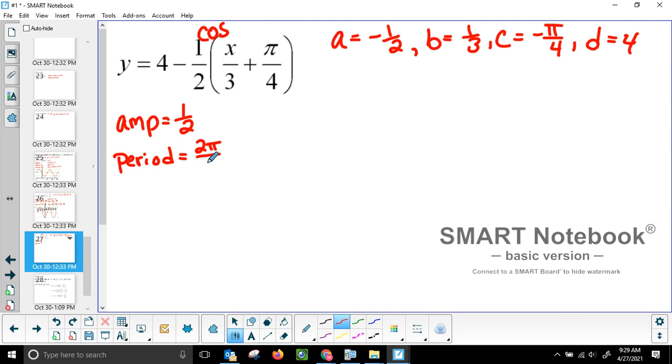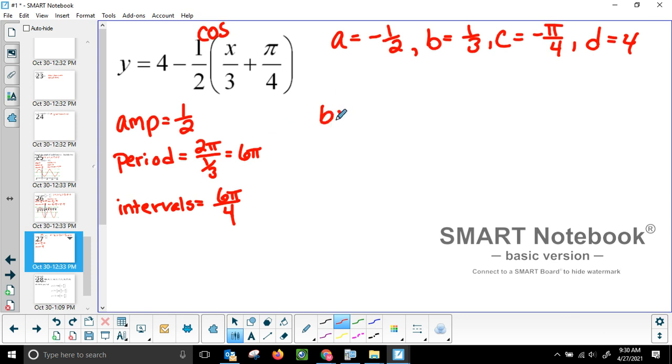So 2 pi over 1/3. Dividing by 1/3 is the same as multiplying by 3. So 6 pi. All right, intervals is going to be 6 pi over 4. Again, you can reduce that if you want, but you may want to wait because we may need to get common denominators later anyway.